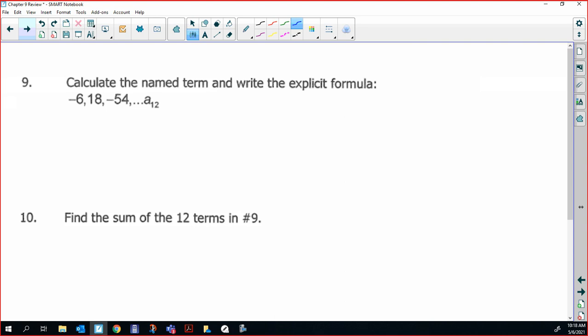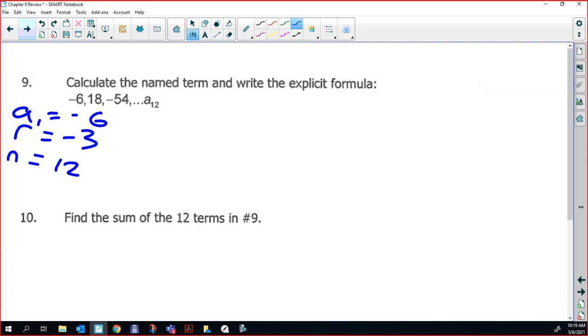All right. Calculate the named term. So A12, find the 12th term. We got to know is it geometric or arithmetic though? Geometric. It's multiplying by -3 each time. You guys are smart. First term is -6. That's really all you need. Well, n is 12. That's given to us here. I did it out of order. I normally write n, a, r, so whatever.